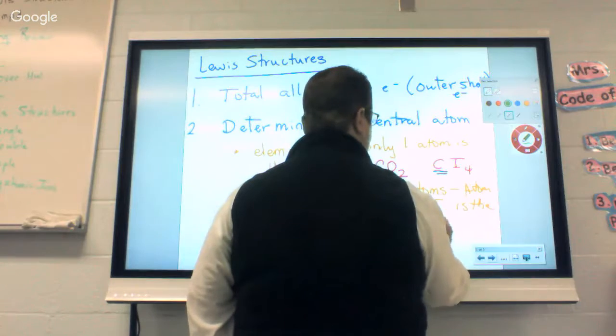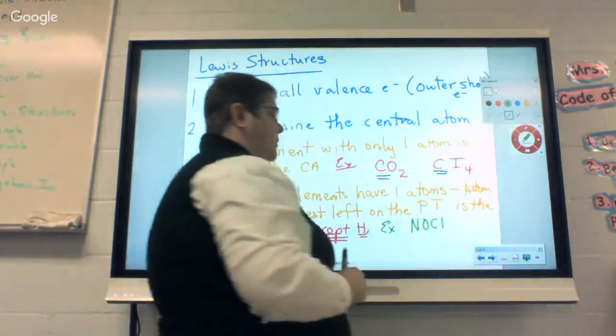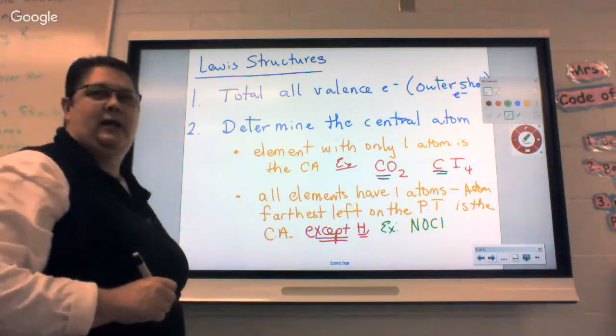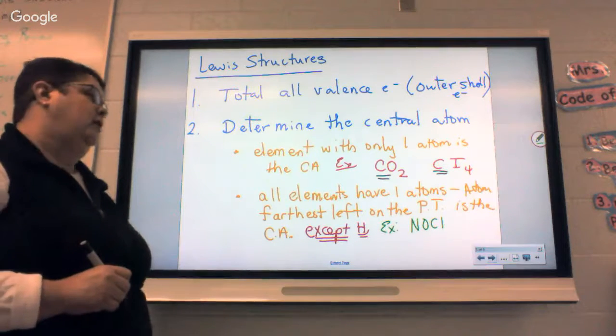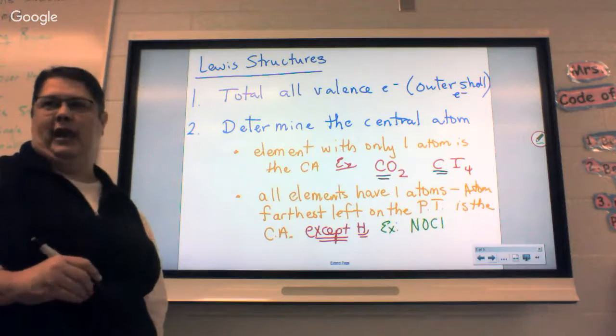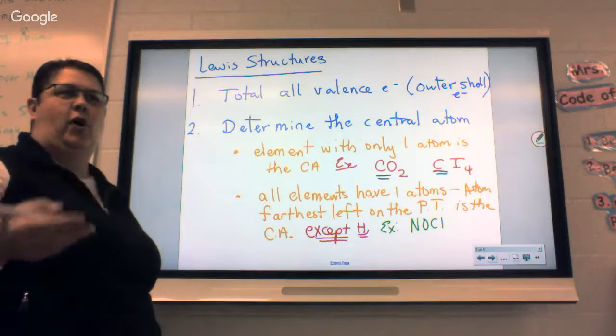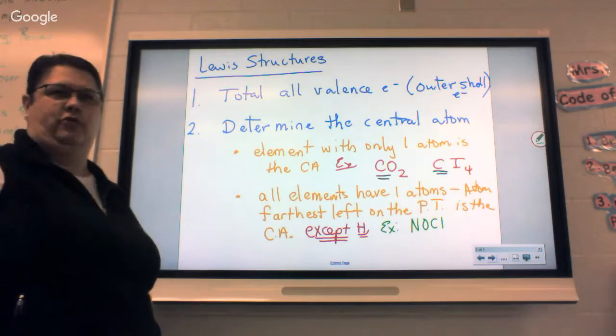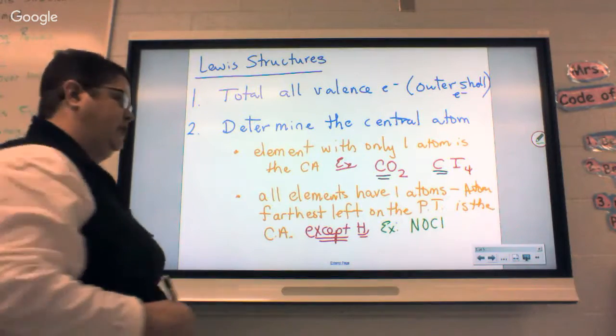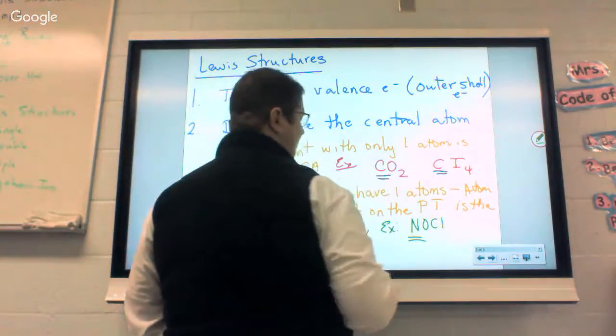Okay? So, if I take an example this time, like NOCl, okay? You've got nitrogen, oxygen, and chlorine. Who would be the central atom? Well, looking at where their placement is on the table, who is farthest to the left out of those choices? Nitrogen. So nitrogen will be your central atom.